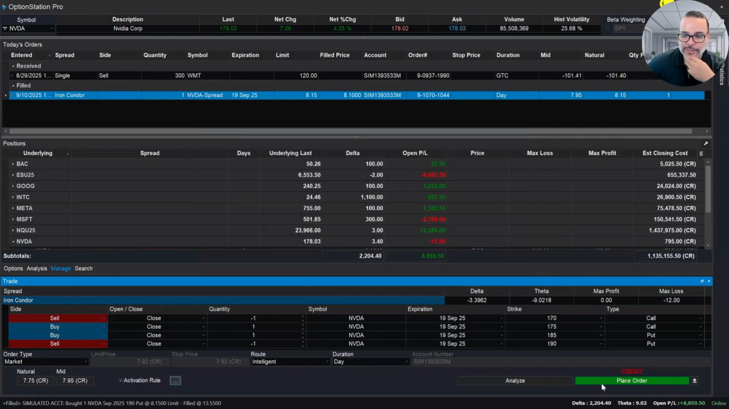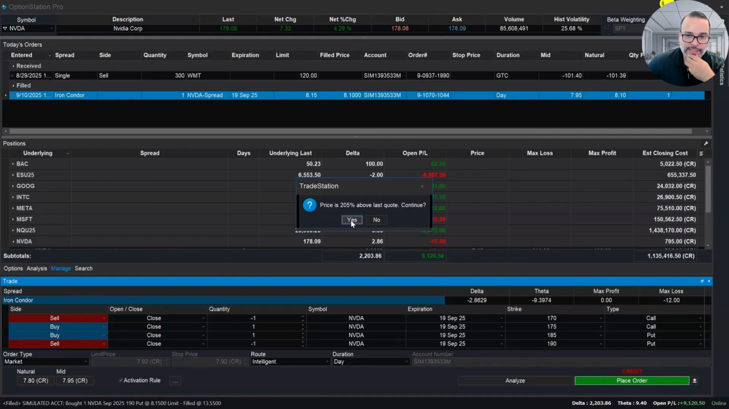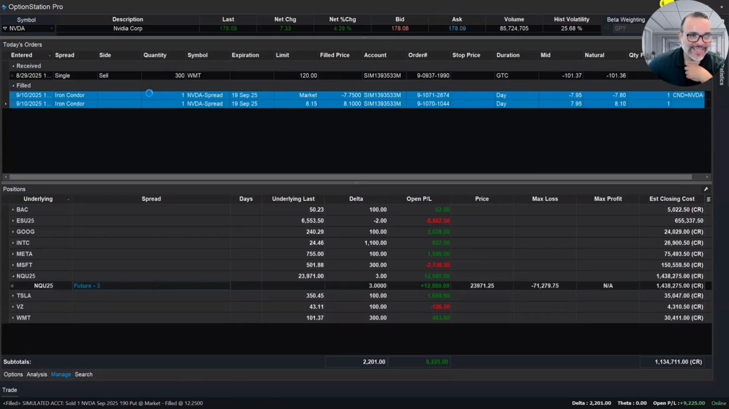And then all you need to do is place the order. The limit was entered as a debit. This is negative. Do you wish to continue? Yes. Price, yes. And then yes. Order filled. Did I do the activations wrong? Probably did. My Iron Condor was exited. Let's see what I did wrong.